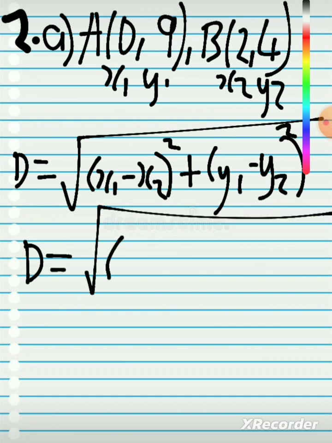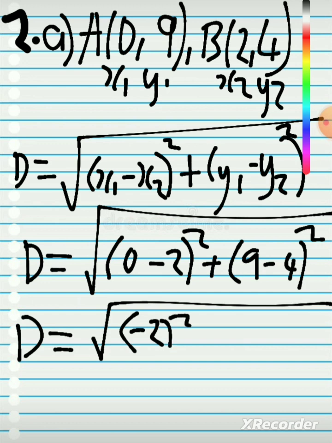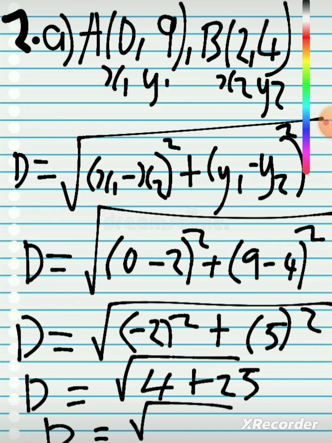What is our x1? It's 0 minus 2 squared plus 9 minus 4 squared. Okay, so distance will be equal to square root of 0 minus 2 is negative 2 in brackets squared plus 9 minus 4. 9 minus 4 it's 5 squared. So distance will be negative 2 squared is equal to 4 plus 5 squared is 25. So distance will be equal to square root of 4 plus 25, which is 29 units.